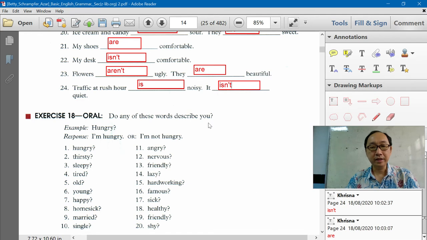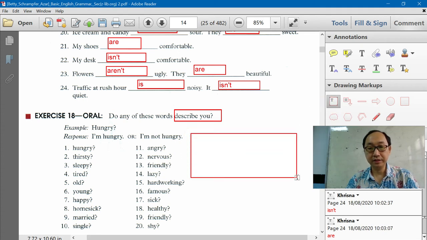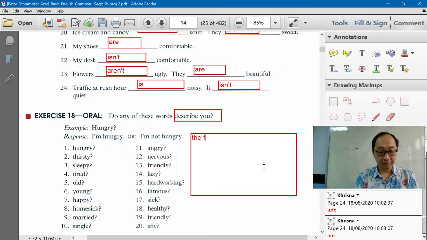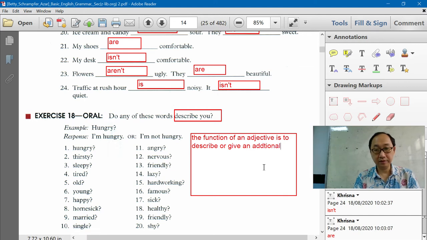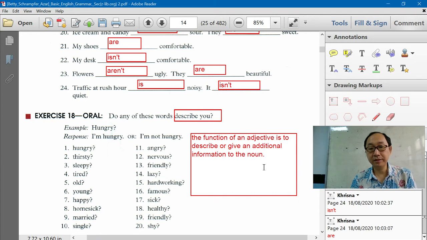Okay, so again, describing me. So it's an adjective. The function of an adjective is to describe or give additional information to the noun. Additional information to the noun.